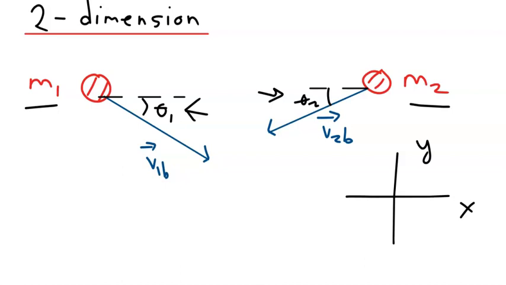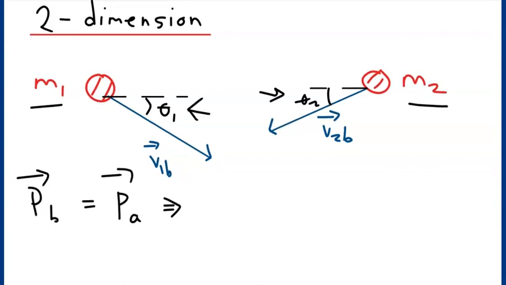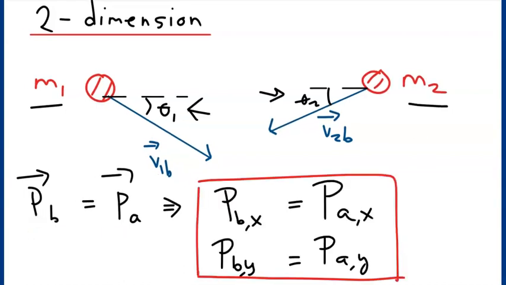And since momentum is a vector, both the x component and the y component of the momentum of the system are conserved separately, as given by this equation, which implies that the x and the y component of the momentum of the system are conserved separately. Now, the subscripts b and a refer to before and after the collision, respectively.